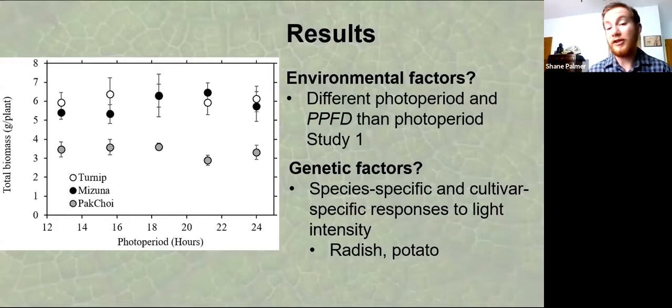And there's also the potential for genetic factors. Prior to doing this study, I had only worked with one of these 3 subspecies, which was mizuna. I had assumed that turnip and pak choi were going to behave similarly, at the very least when it came to total biomass accumulation. But it's possible that that may not be the case. There are definitely species-specific as well as cultivar-specific responses to different light intensities. This has been noted in radish as well as in potato, that early season versus mid-season versus late season cultivars will respond differently to photoperiod.